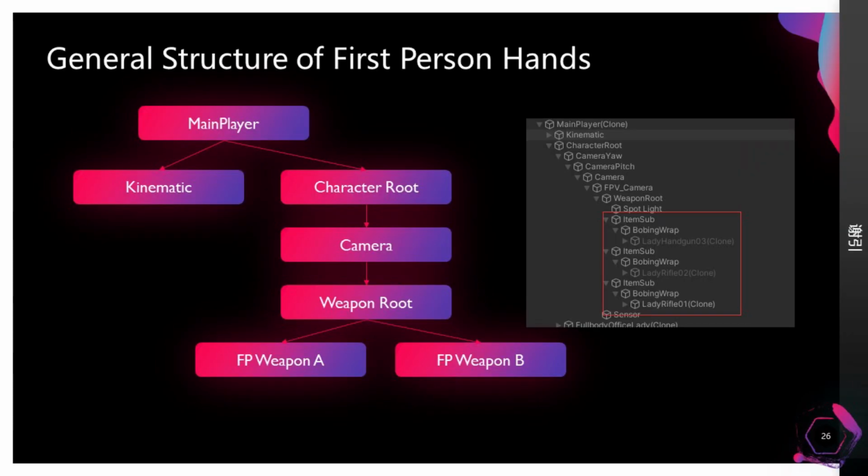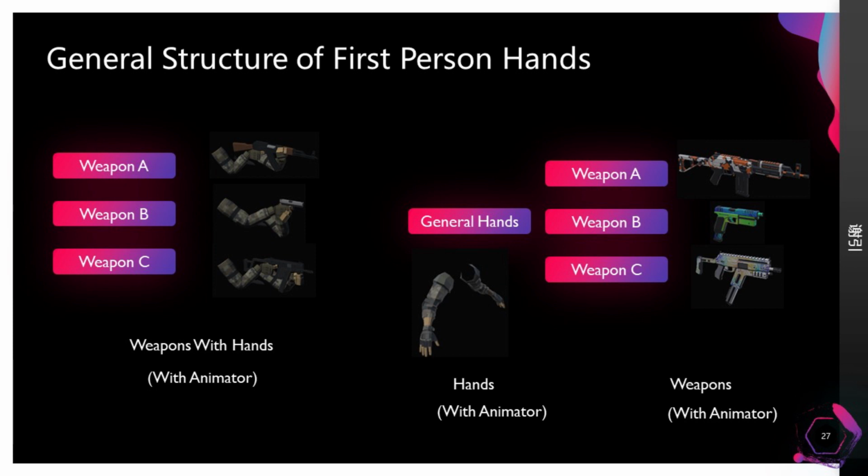So let's see the general structure of first-person hands. The camera is under the character root transform, and a weapon root transform is under the camera. Each weapon is a transform under the weapon root. Then when switching weapons, one weapon is set active and the rest are inactive. For each weapon, it can be a hands model with the weapon model together, with just one animator at the root, and they use a similar skeleton and avatar so you can change the mesh dynamically.